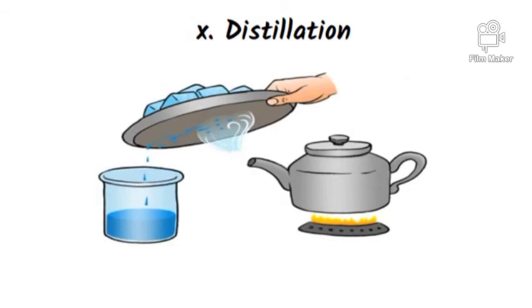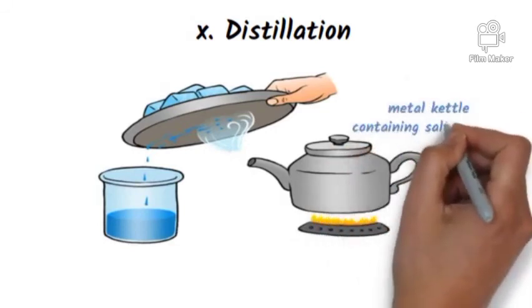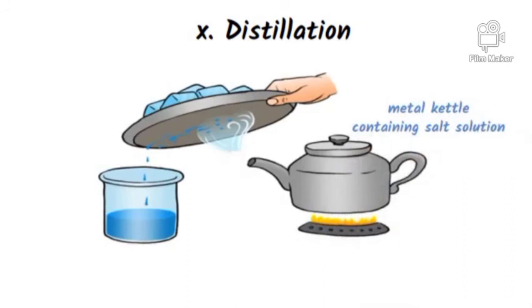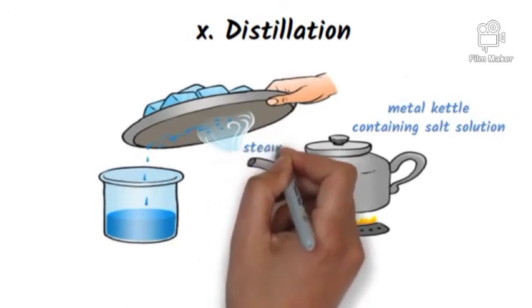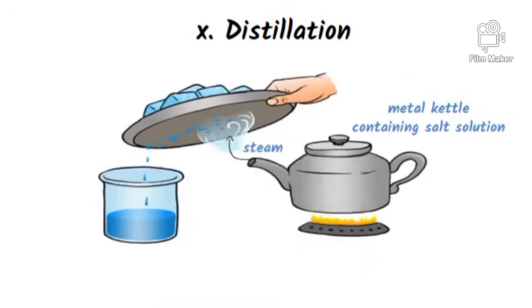Here, we put the salt water mixture in a metal kettle and close its lid. Heat the kettle on a burner. Once the mixture starts boiling and steam starts coming out from the spout of the kettle, take a frying pan with a plastic handle and put some ice in it.